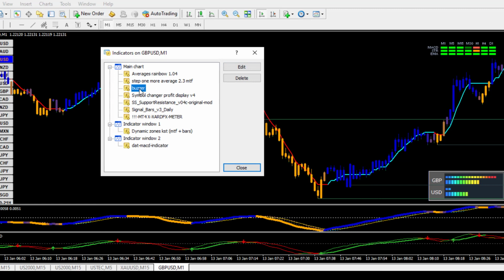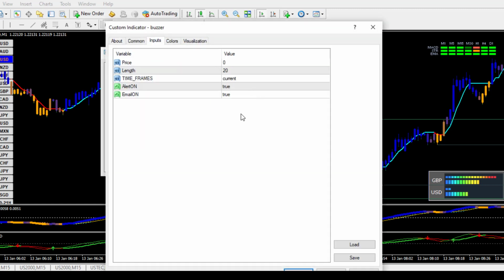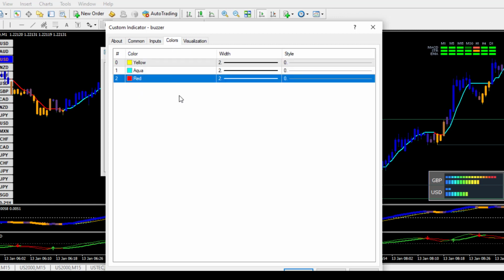and the third indicator is this buzzard indicator. Then this is just the setting. The length is 20, price is 0. Just change it the way you want. And these are the colors, this aqua color and red. Just make sure you set it up accordingly.